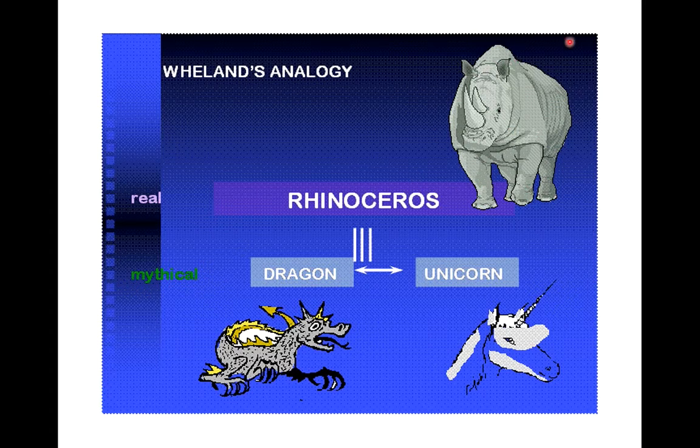We're trying to describe this real physical object with two different mental constructs that we've come up with. It's got rough skin like a dragon, kind of a dragon looking face, and it has a horn on its head the way that a unicorn does.